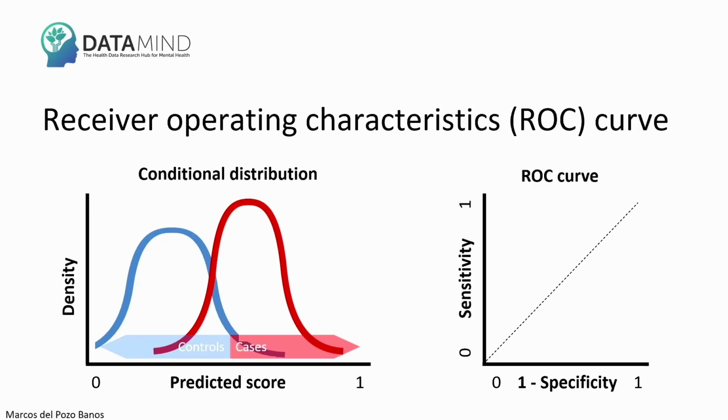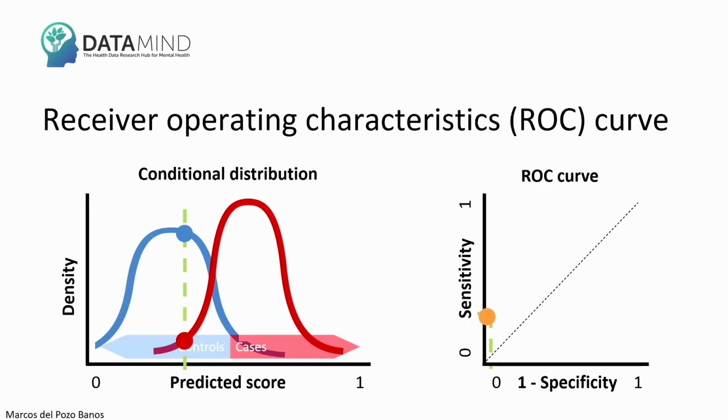We also have a diagonal dotted line that goes from the bottom left corner to the top right corner of that panel, and that represents chance. Values along that line are equivalent to flipping a coin. So we're not really doing anything useful if we fall somewhere along that line. So how do we go about building the ROC curve? Well, we set a threshold.